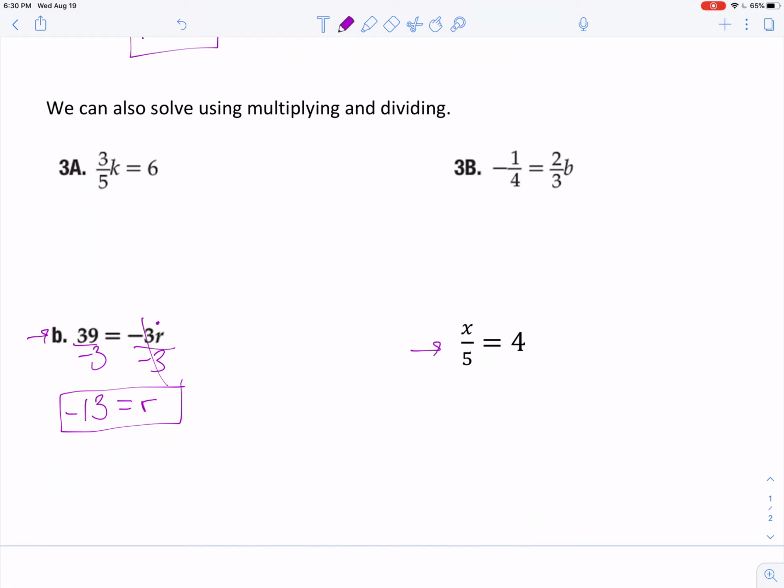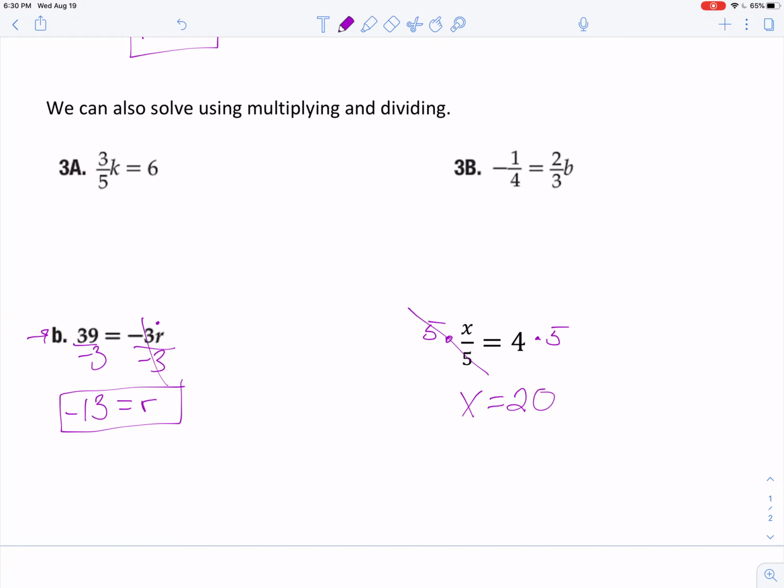Let's try this one over here. I have a 5. It's being divided. The x is being divided by that 5. So what's the opposite of division? Multiplication. So I'm going to multiply by 5, which is going to allow this to cancel. And x now equals 4 times 5, which is 20.